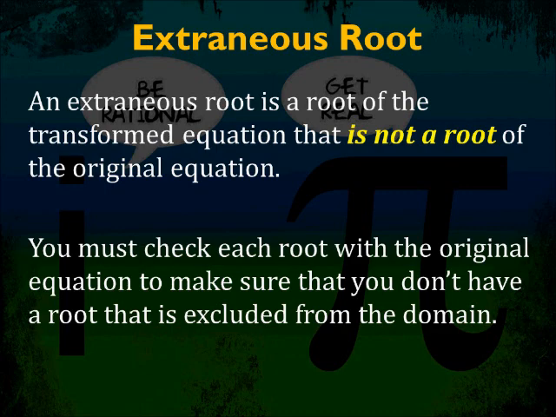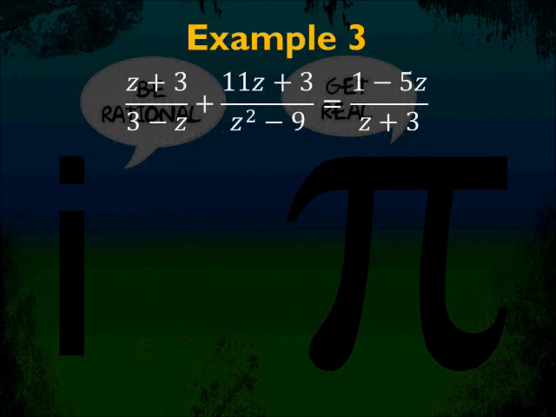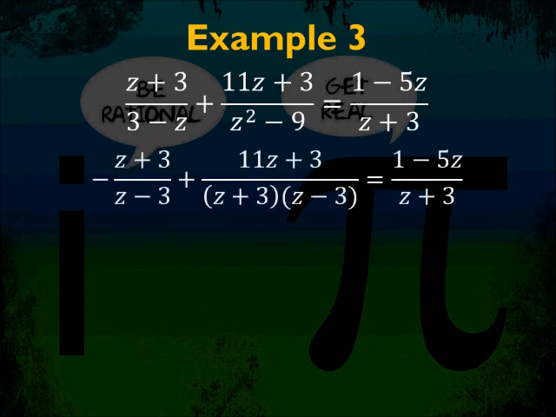Let's take a look at number 3. So, go ahead and figure out what we need to multiply all three expressions by. You need to find the least common multiple of all the denominators. So, I first flipped the 3 minus z on the bottom by taking out a negative 1, so this becomes a z minus 3. I factored the z squared minus 9 into z plus 3 and z minus 3.